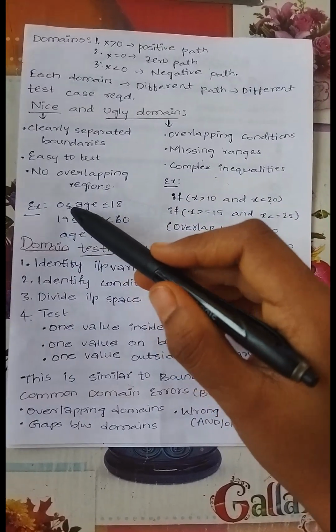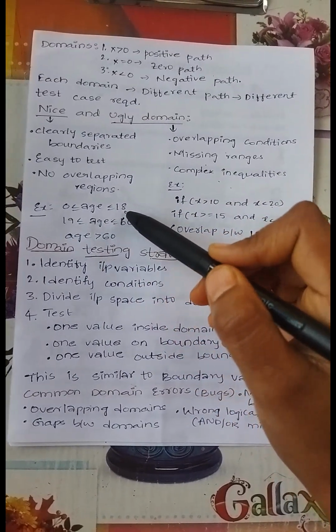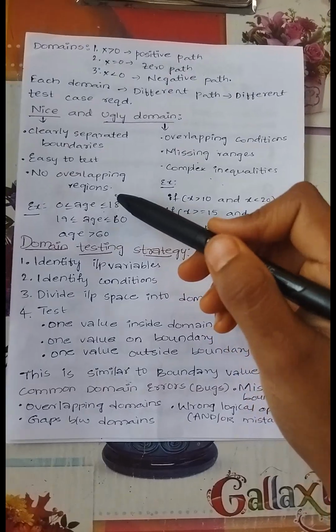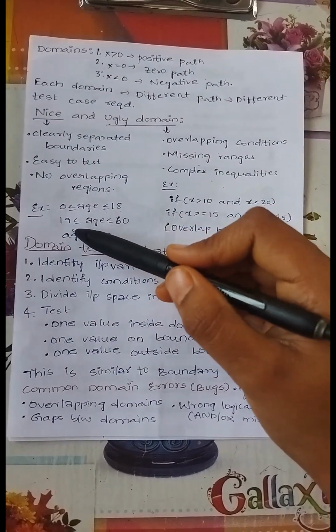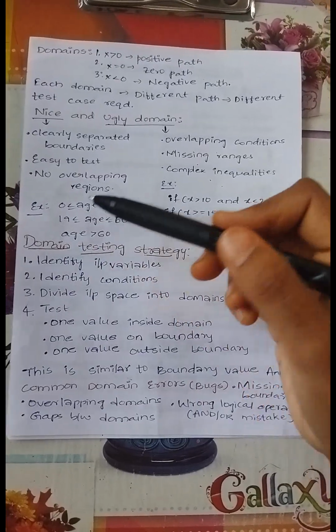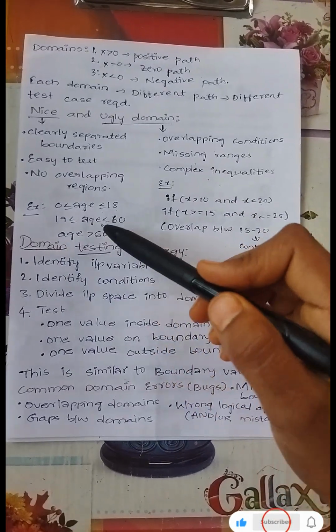This is the example: 0 less than or equal to age less than or equal to 18. So it is clearly explaining the values between 0 and 18. Here 19 to 60. Here age is greater than 60.